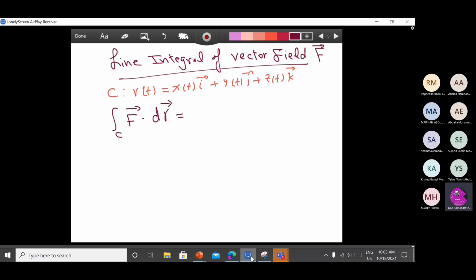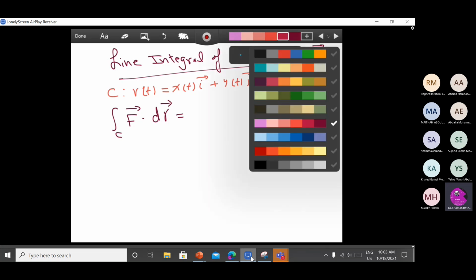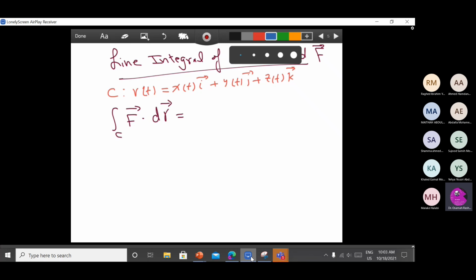So this will be exactly like what we have done before. Yes, it will be the integration, definite integral. It will be transferred into definite integral from a to b over the c. Yes, I replace x and y, z in my vector field by the parametric value. And yes, you have r dash of t dt, right? Okay.